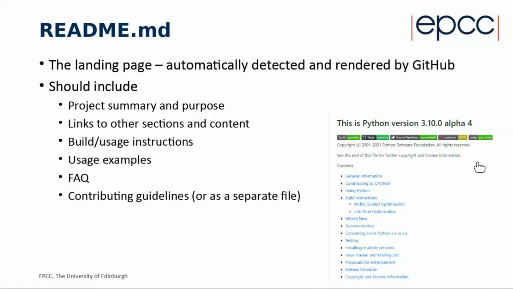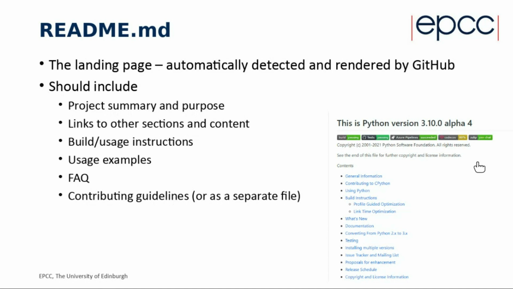Also, if any subdirectories have a README, then the README will also be rendered there. The kind of thing you want to include here are a top level summary, some general information, and links to all the relevant content. This is where you link to your documentation if that's somewhere externally, or some testing information. You get bonus points if you include some usage examples or some frequently asked questions.